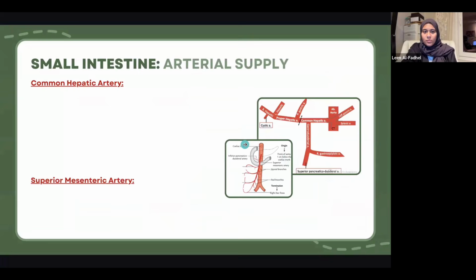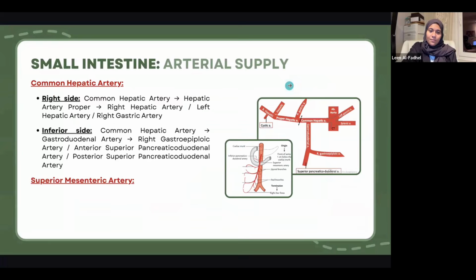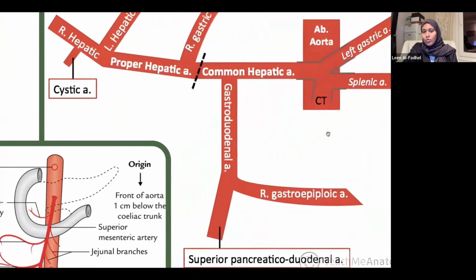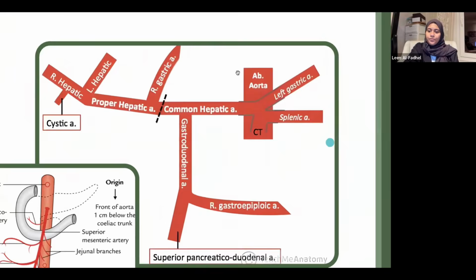Perfect. We're done with the small intestine anatomy. So now let's talk about the arterial supply. Now, there's a lot to uncover, okay? The common hepatic artery has a lot of divisions. However, I will explain to you on this diagram.